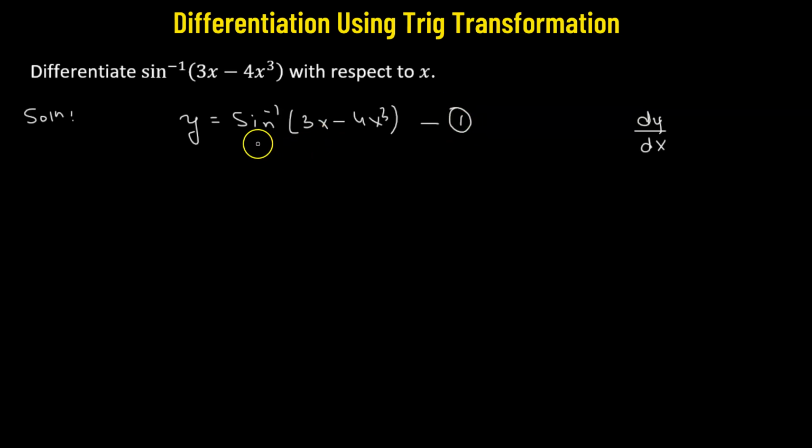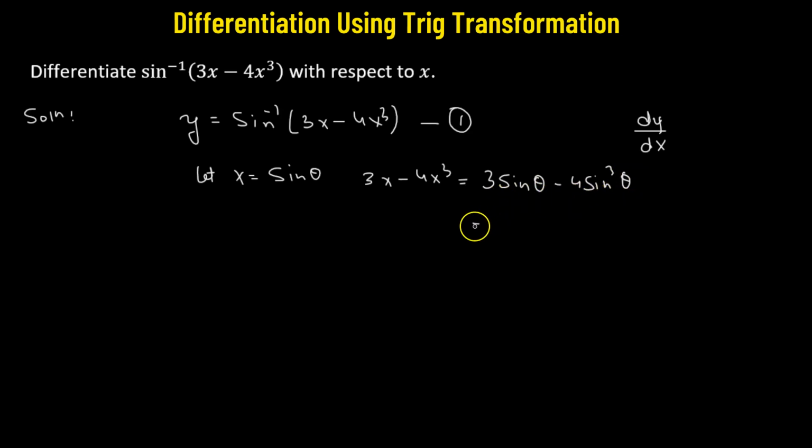Now we need to simplify the sine inverse of 3x minus 4x cubed using a trigonometric transformation. Here we are going to suppose x equals sine theta. So if we substitute x with sine theta, then 3x minus 4x cubed becomes 3 times sine theta minus 4 times sine cubed theta. Now 3 sine theta minus 4 sine cubed theta is an identity, which is sine of 3 theta.